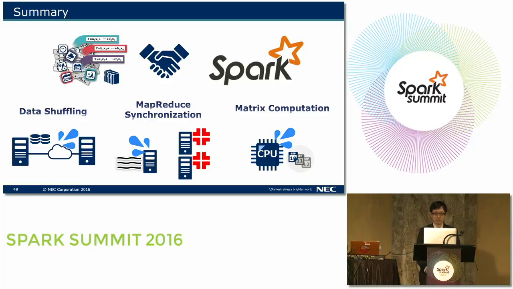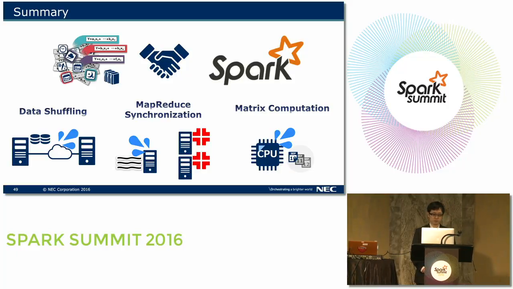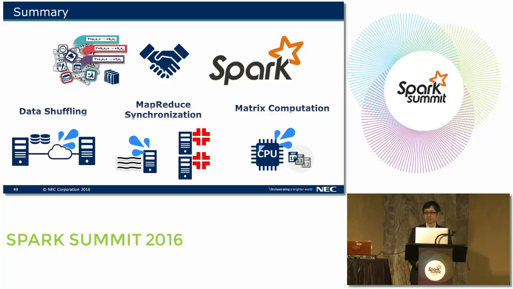Okay, so finally, let me summarize our talk. In this talk, we introduced the distributed HML on Spark. HML is a core technology of NEC's advanced analytics. To run the distributed HML on Spark, we must address three technical key points. The first one is data shuffling, the second one is map-reduce synchronization, and the third one is matrix computation.